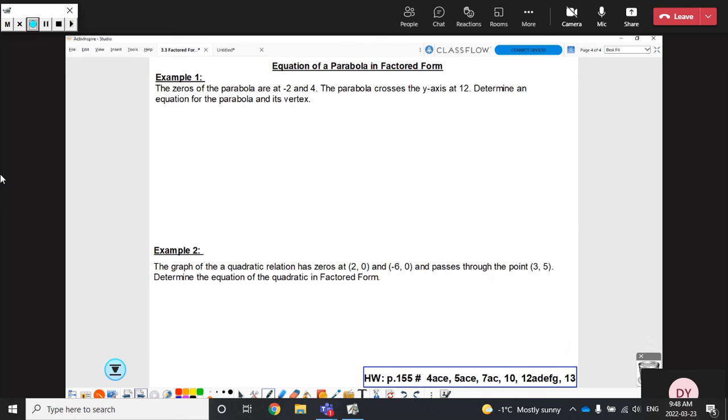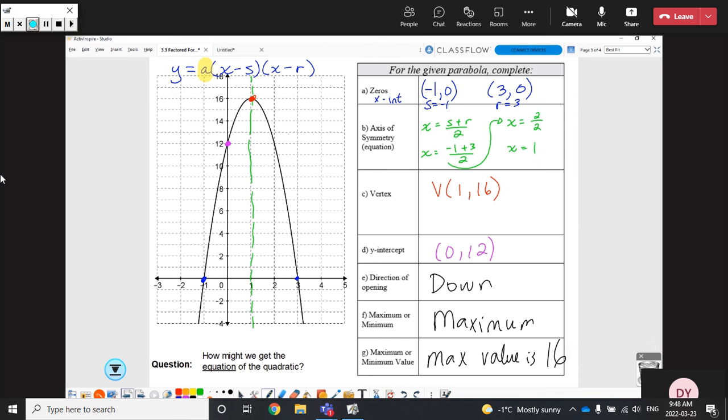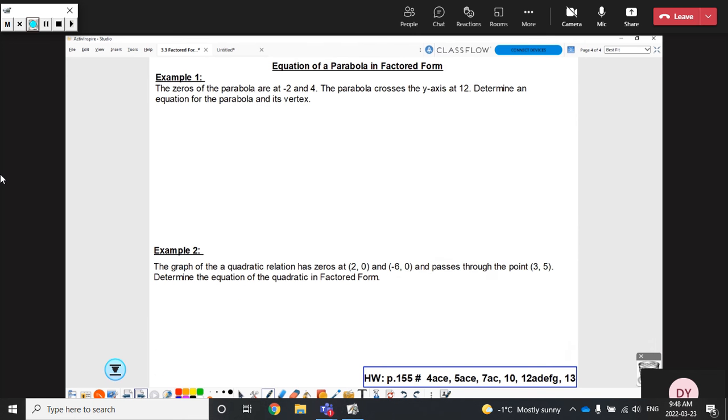So how about this question here? It says -2 and 4. Oh, I thought it was the same. Brutal. Let's just say we have a brand new parabola. We have the zeros, which are the x-intercepts. One's at -2 and one's at +4, okay? Then they also tell us this. They say, well, this parabola crosses the y-axis at 12. Determine an equation for the parabola and its vertex.